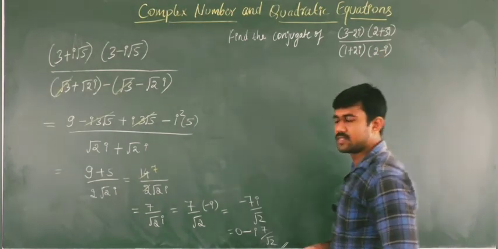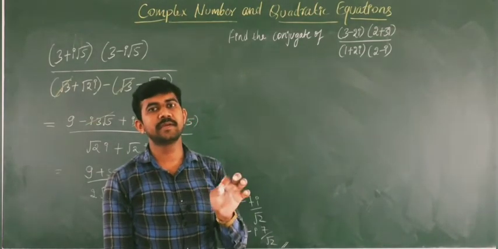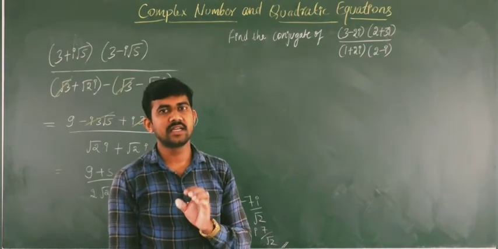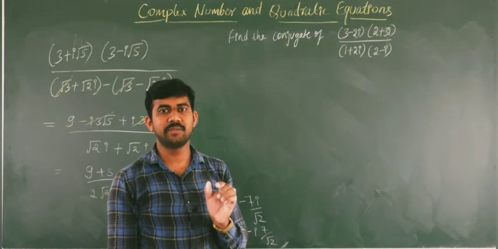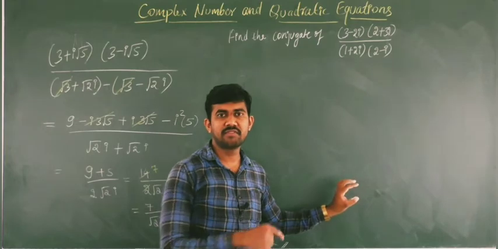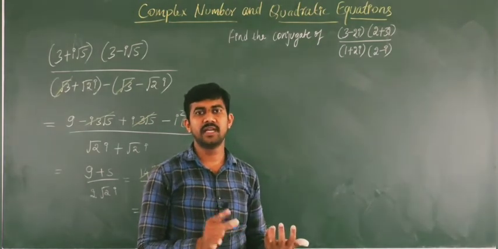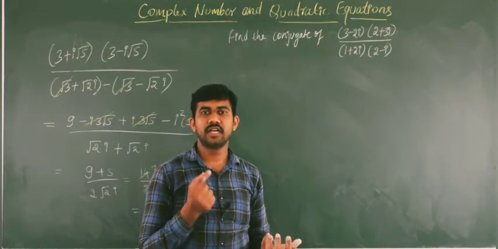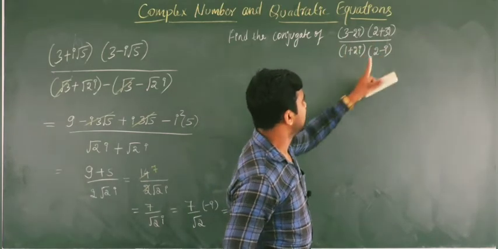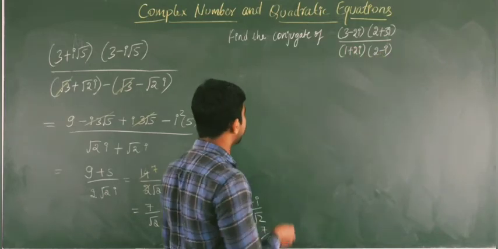See dear students, to find the conjugate of this complex number, first we need to simplify this complex number in the form of a plus ib. Means we have to express it in that form. After simplification, when we have the form a plus ib, you can write its conjugate by reversing the sign of the imaginary part. So all the terms are multiplied, in the numerator as well as the denominator.